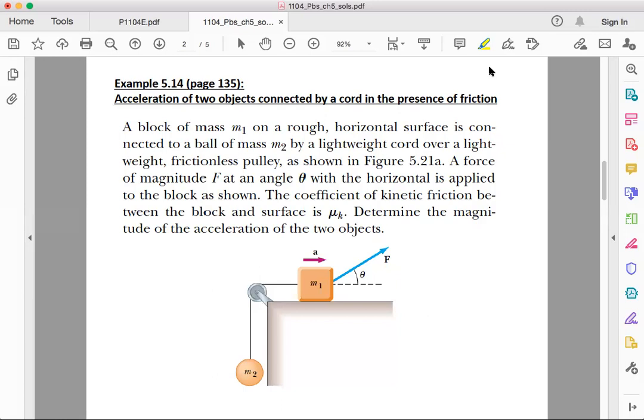A block of mass M1 on a rough horizontal surface is connected to a ball of mass M2 by a lightweight cord over a lightweight frictionless pulley, as shown in this figure. A force of magnitude F at an angle theta with the horizontal is applied to the block as shown. The coefficient of kinetic friction between the block and the surface is mu k. Determine the magnitude of the acceleration of the two objects.